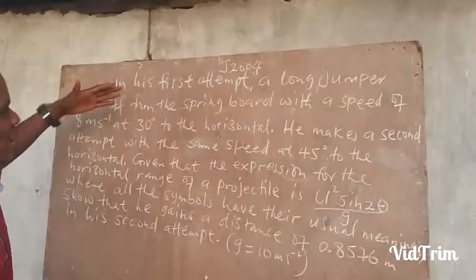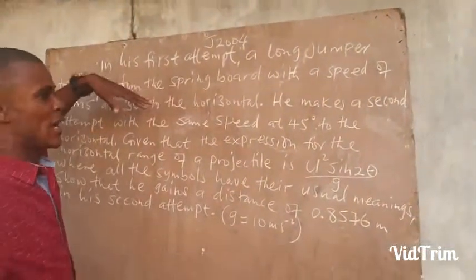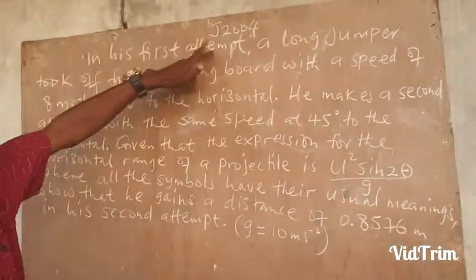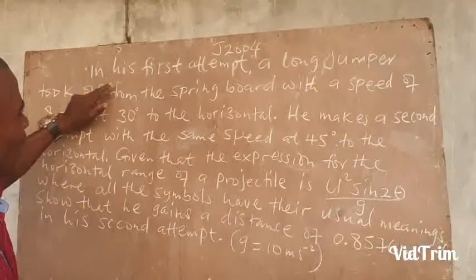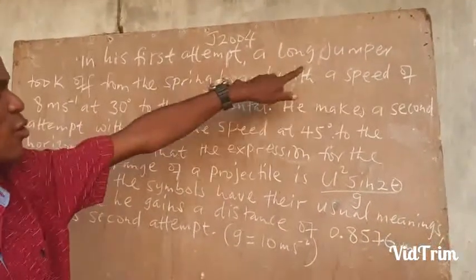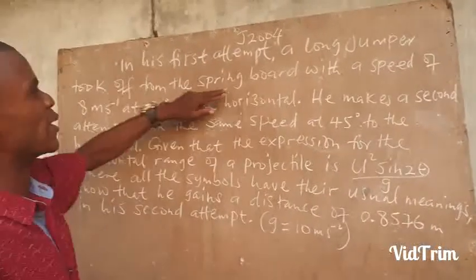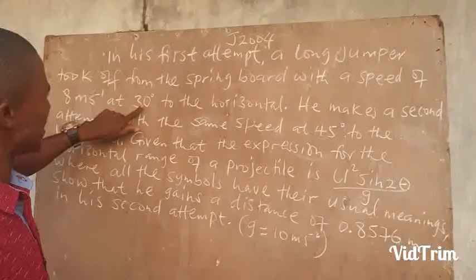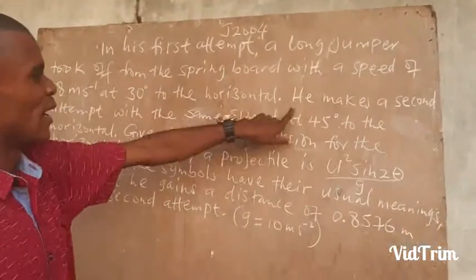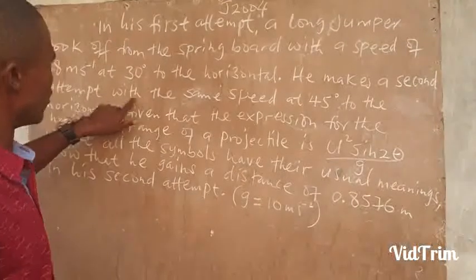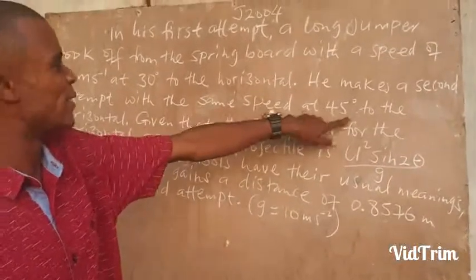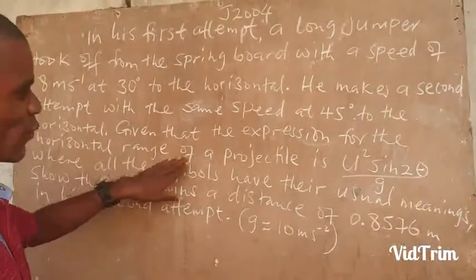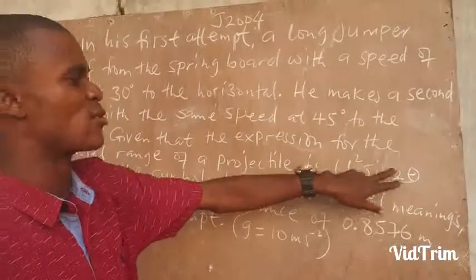The first question we are dealing with came in 2004. The question reads, in his first attempt, a long jumper took off from the springboard with a speed of 8 meters per second at 30 degrees to the horizontal. He makes a second attempt with the same speed at 45 degrees to the horizontal. Given that the expression for the horizontal range of a projectile is u square sine 2 theta divided by g.